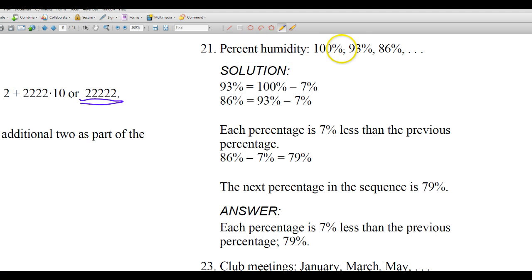Percent humidity, 100%, 93%, 86%. So each time we're subtracting 7%. So our conjecture, each percentage is 7% less than the previous percentage. And our next element, subtract 7% from this element, and we get 79%.